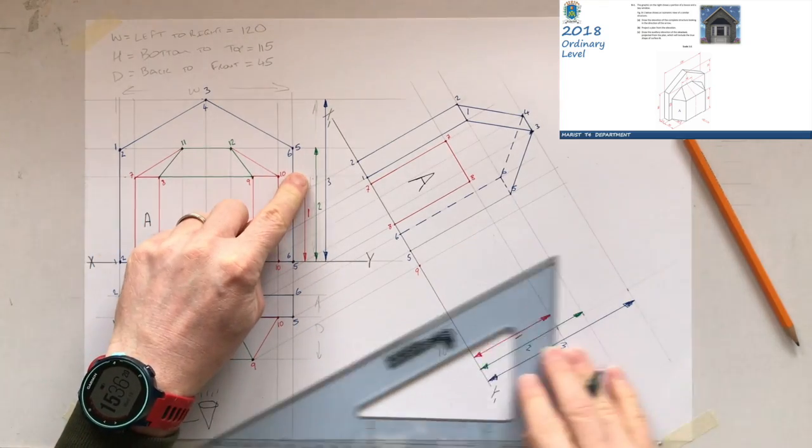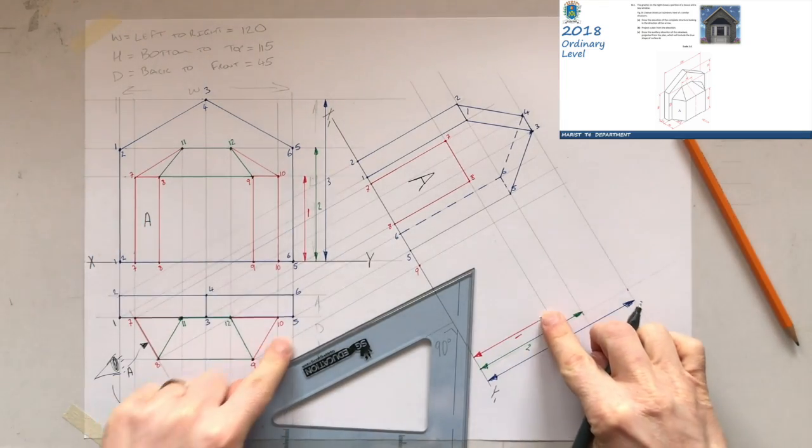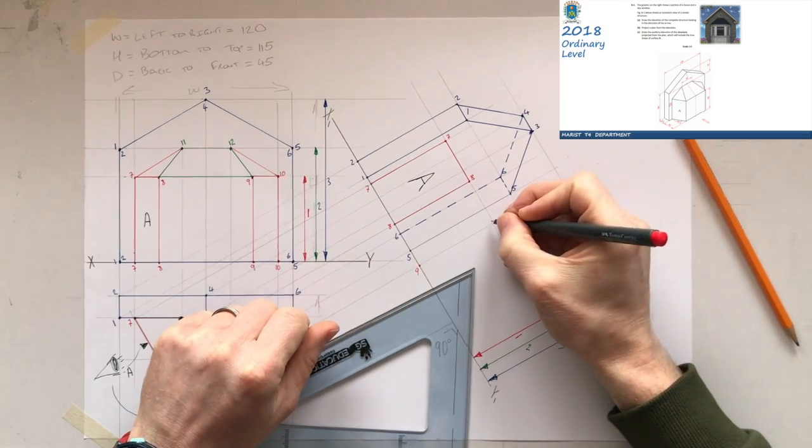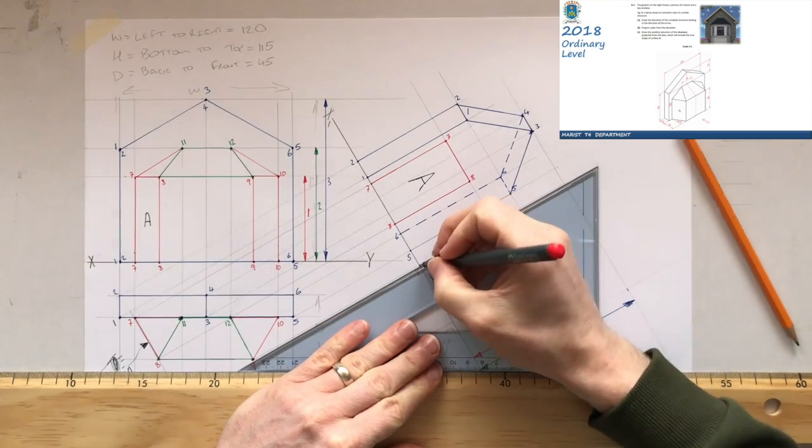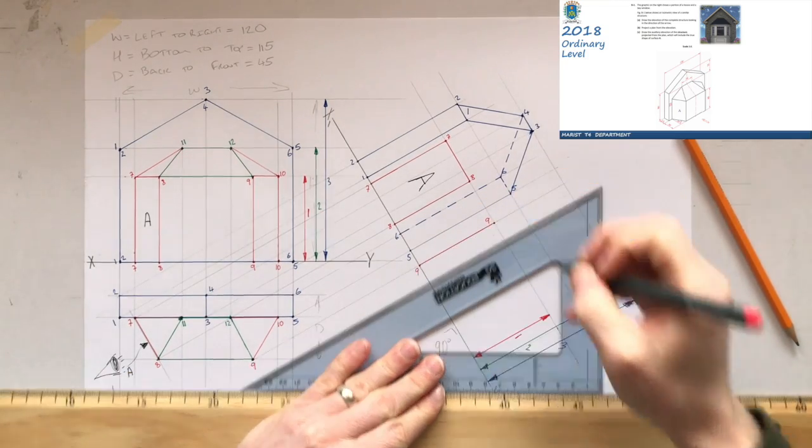It's also on height line 1. There's height line 1. There's 9. Bring them across where they collide. Gives me point 9. What happens there? It's a line. It's an edge. So we bring 9 to 9.